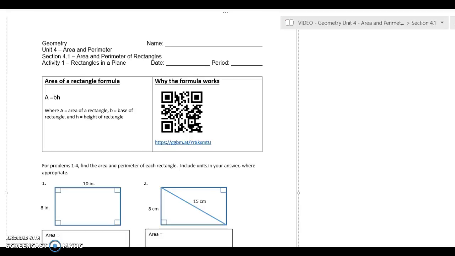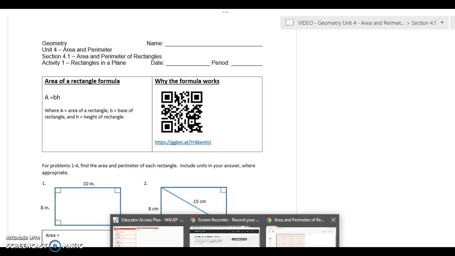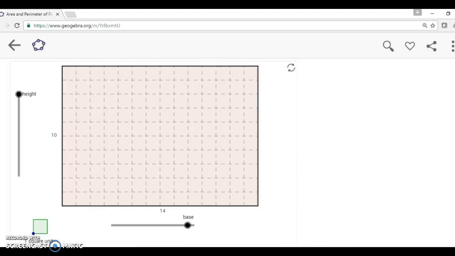Today we're exploring the area of rectangles and also squares. So we're going to first start with a little sketch on the area of a rectangle and why the formula actually works. So the area of a rectangle is just base times height. So we go to a little diagram. We have here all set up, ready to go.